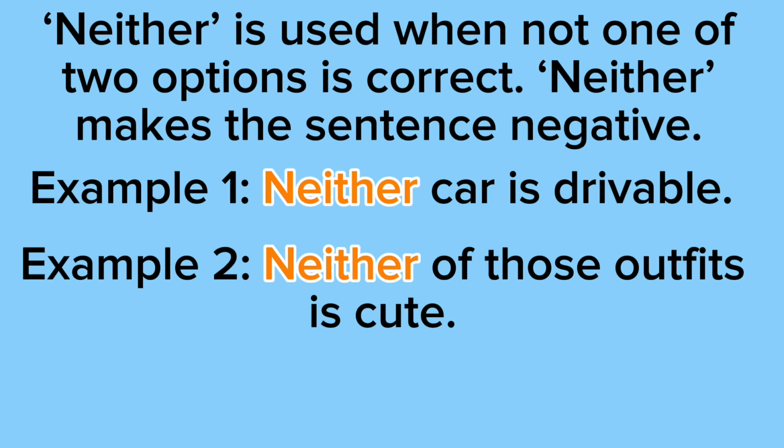Also keep in mind neither is singular, so that means the verb that follows has to be singular as well. So notice in example 1, the verb is, and is singular. And then in example 2, the verb is as well, and is singular. Okay, so example 2 means outfit A isn't cute and outfit B isn't cute. So neither of the outfits is cute.